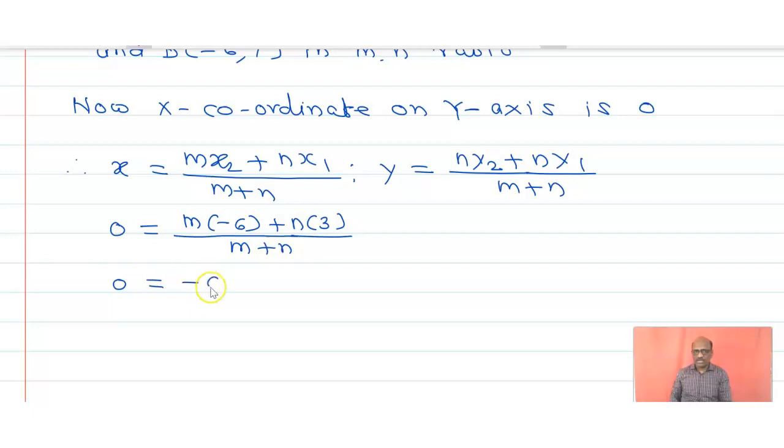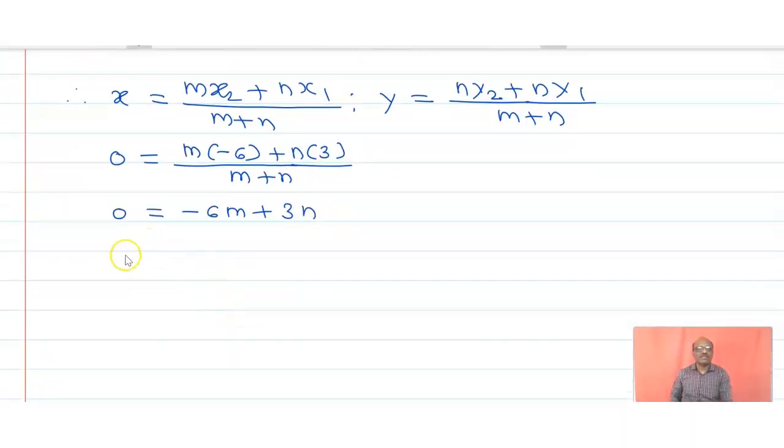And here minus 6m plus 3n. आपल्याला तो रेशियो पाहिजे. Therefore, here 6m is equals to 3n, and therefore m upon n that is equals to 3 upon 6, and that is equals to 1 upon 2.